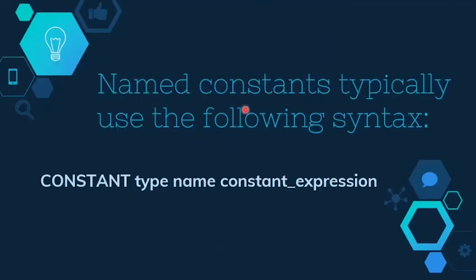So named constants typically use the following syntax. This first part differs, as different programming languages have different ways to define constants. We will look at a few examples in the next slide. Next, it's normally followed by the type, name, and then the constant expression.